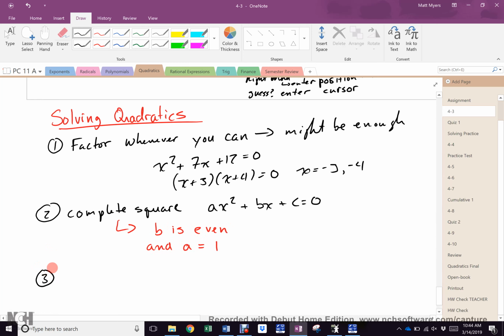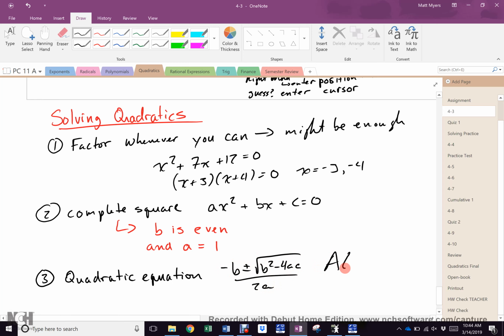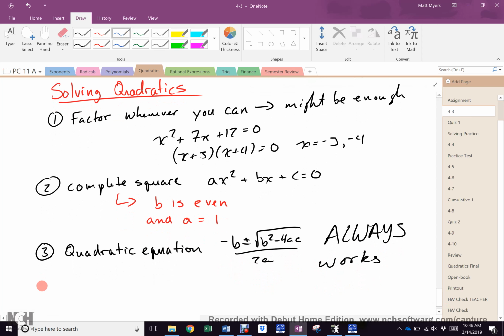Or number 3, you can use the quadratic equation. Negative b plus or minus the root of b squared minus 4ac over 2a. And that always works. And I've given you a fourth one now, the graphing calculator. If you didn't write that down, I did record it, and it's all there for you.